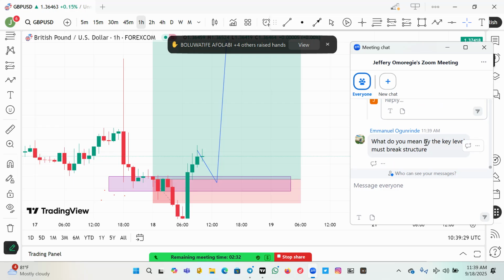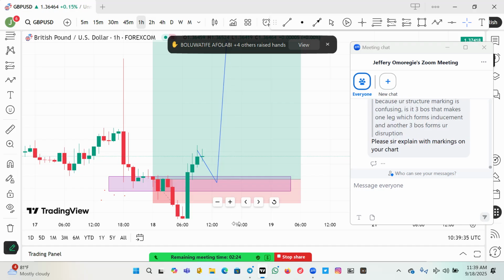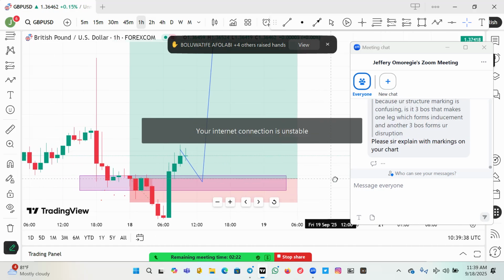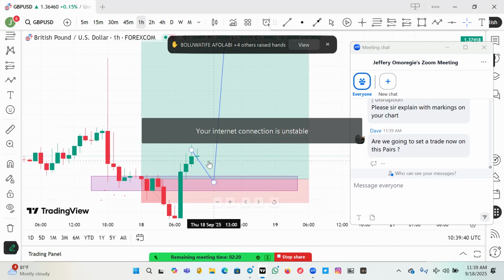What do you mean by the key level must break structure? Okay, I think that's the last thing we'll be talking about. What do I mean by the key level must break structure? Please, you guys should pay attention to this now. This is what I mean.